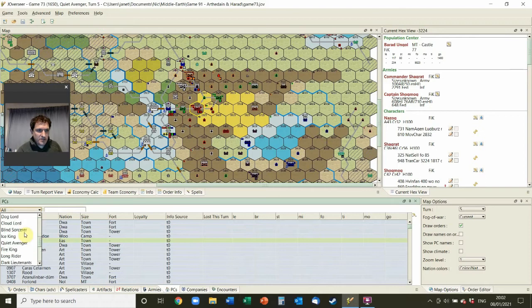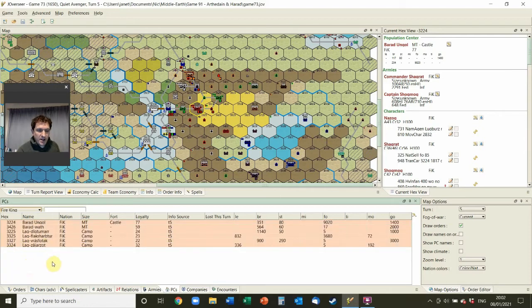Same information there you can have for pop centers. So you can go for a particular nation. We were looking at Fire King, weren't we? Yep, so there's the Fire King. So you can see we've got 2 major towns and 4 camps. This is their loyalty. Now this is a few turns in, so you can see loyalty has changed a bit. And this is the info source for turn 5. And this just tells you what it is they are producing each turn.